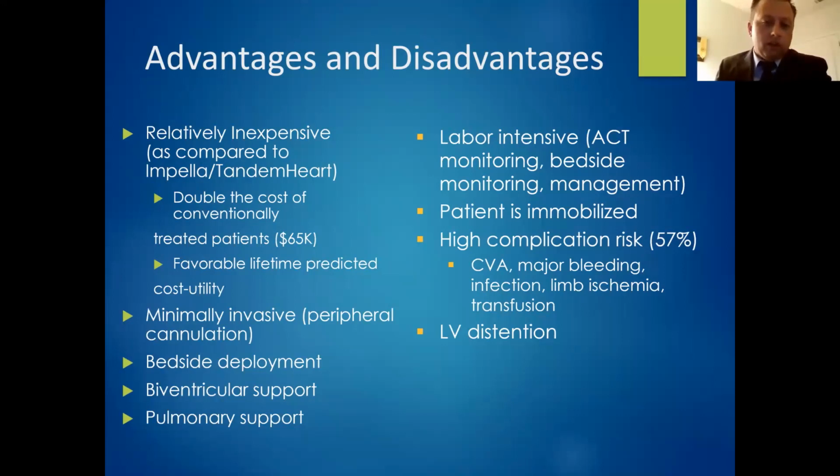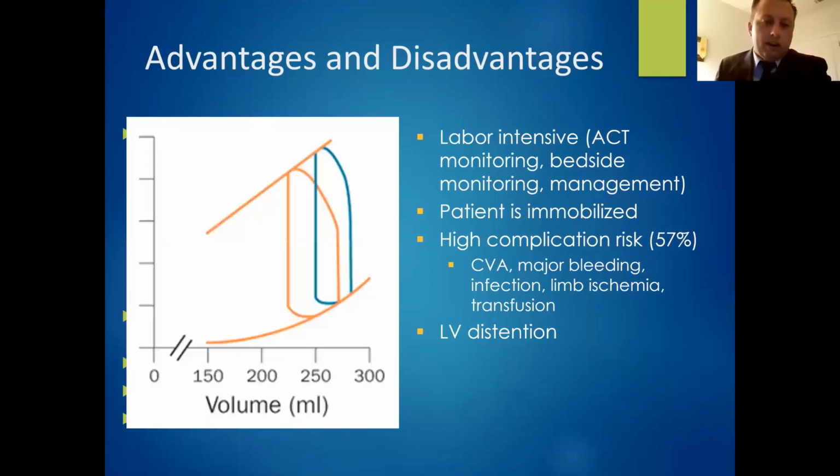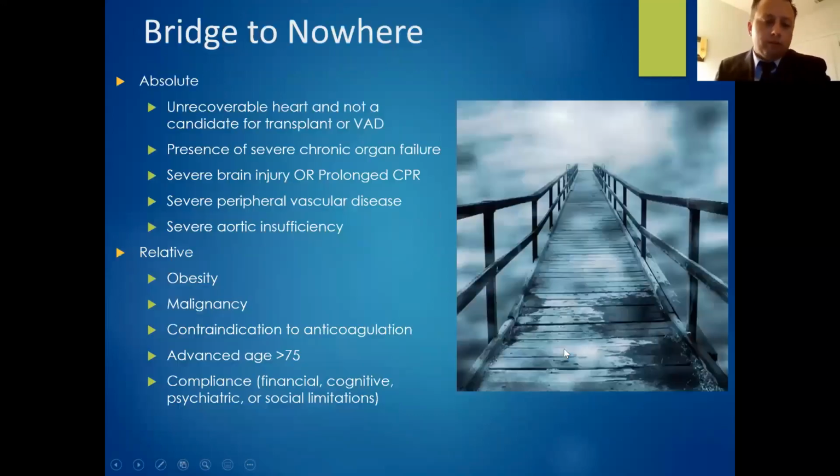And of course, as you're sending blood back towards the heart, this increases your afterload, as you see here. So we're going from the orange curve to the blue. So you'll have an increase in afterload on the heart, and that may cause worsening LV distension on a heart that's already not doing well.